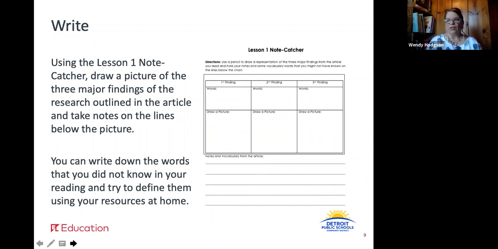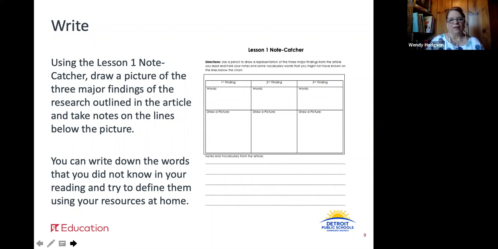So you'll see that you have a 2-page note catcher. The first page has a chart, kind of a box chart at the top, where the first, second, and third finding, you'll kind of write those words in those boxes. So you're holding like, what is the first finding? What is the second one? What is the third one? And then draw a picture of what that means to you around interest and curiosity.